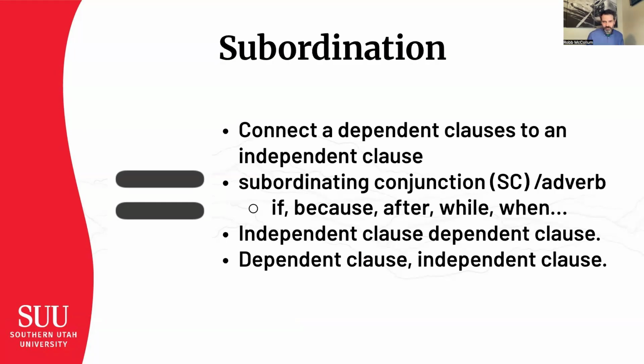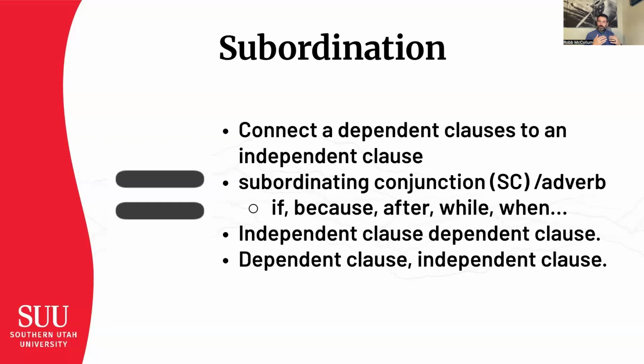English uses lots of phrases or words to initiate a dependent clause. And usually what happens is we have an independent clause that could function as its own sentence, and then we put this subordinating conjunction or subordinating adverb at the beginning of the sentence, and now it's not a complete idea. It needs another sentence to be combined with it in order to complete that idea.